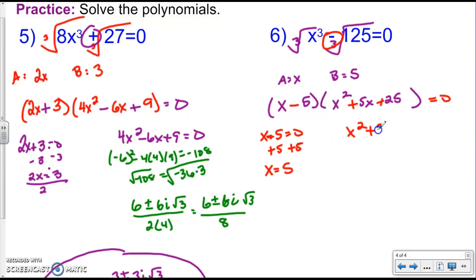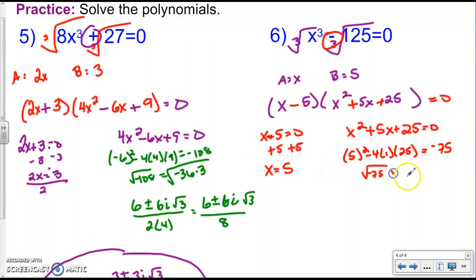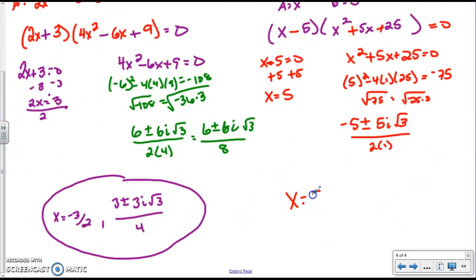For the second one, I can never factor, so I always need to use the quadratic formula, so I'm going to do b squared minus 4ac, which gives me negative 75. And then if I break that down, the square root of negative 75 breaks down to negative 25 times 3. So when I plug it in, I have the opposite of b, plus or minus. Square root of 25 is 5. So I have 5i square root of 3 all over 2 times 1, which is really just 2. So we're going to go ahead and bring these down. My three answers are 5, and negative 5 plus or minus 5i square root of 3 over 2.